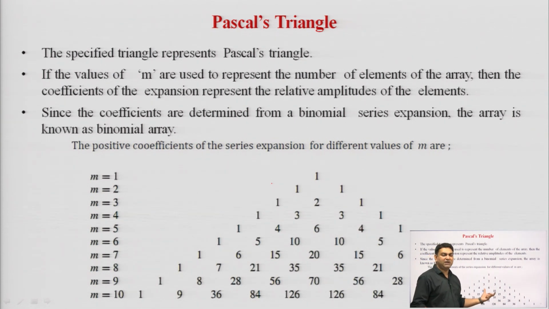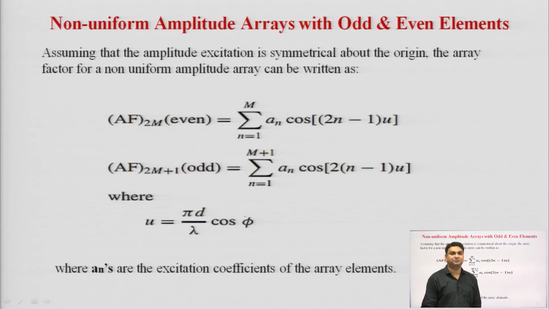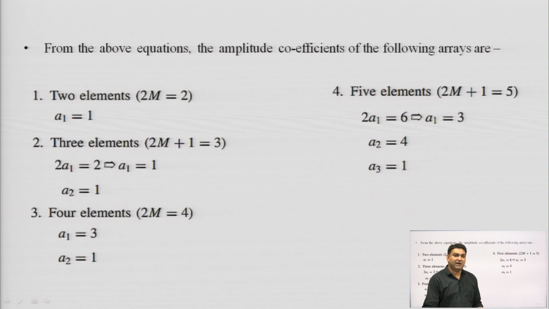Some of the properties are very important. The first and last elements always have an amplitude of one unit, and the sequence of amplitudes increases up to the middle, meaning the middle element has the highest amplitude in the binomial array system. These are some of the findings of the binomial antenna array system. This is a general non-uniform amplitude array with odd and even elements. When the odd and even elements are given, you can identify and form the different antenna array systems by using these formulas.